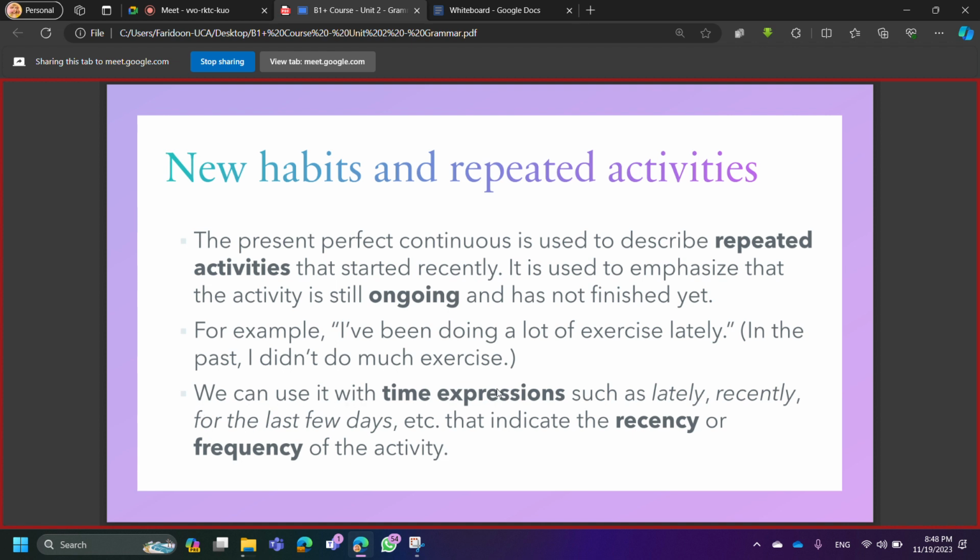We can use it with time expressions such as lately, recently, for the last few days, for the last few weeks, that indicate the recentness or the frequency of the activity in the past few days, weeks or months, whatever you want to say. We can also use what? Time expressions in general. The more common ones would be, of course, lately and recently.